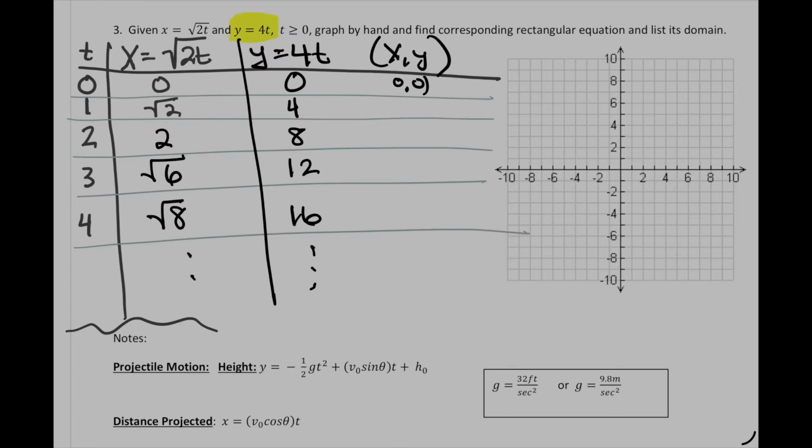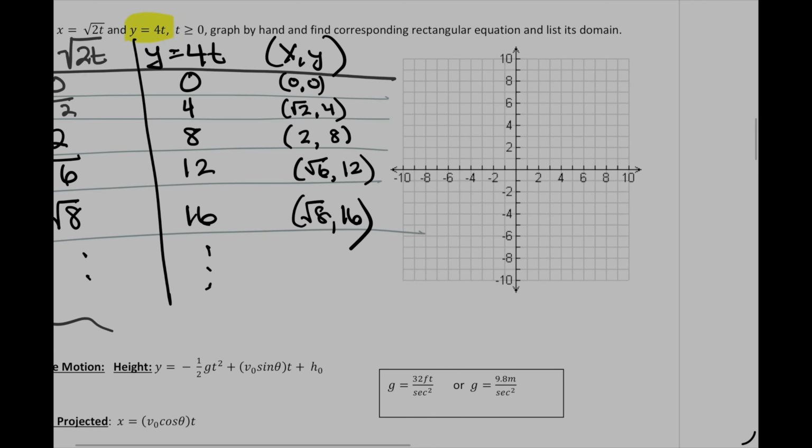this will be 0, 0. This will be root 2, 4. This will be 2, 8. This will be root 6, 12, root 8, 16. All right, I'm going to run out of space on my grid really quickly, I have a feeling. Here's my points. 0, 0. Root 2 is about 1.4, 4. 2, 8.